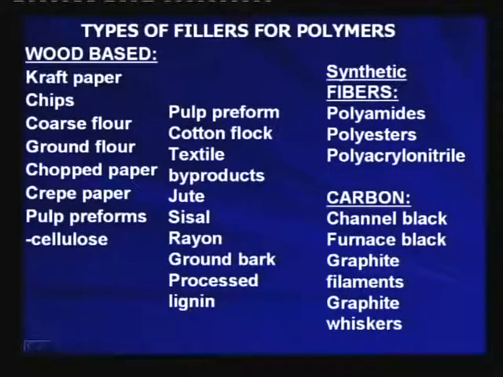Okay. So, these textiles, textile byproducts, then jute, a natural fiber, sisal, another natural fiber, rayon, a semi synthetic fiber, viscose rayon, ground bark of trees, plants, processed lignin. Lignin is the wood waste, paper industry's waste. That lignin is a storehouse of chemicals. Lignin can be used again as a raw material for polymer products. So, there is a huge number of wood based fillers available.